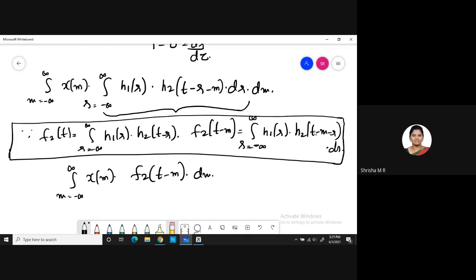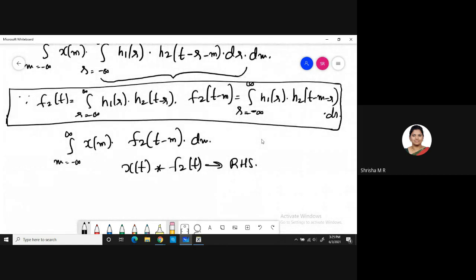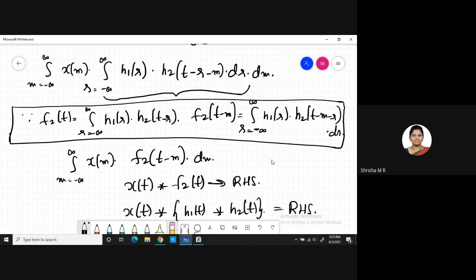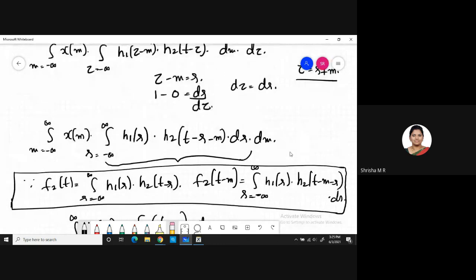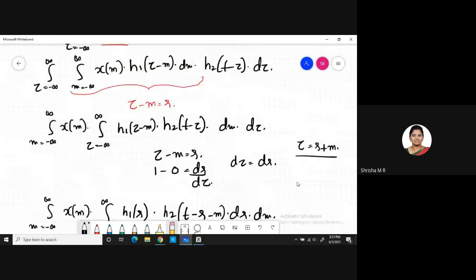So this is the equation for the convolution integral. So we can write it as x of t convolved with f2 of t. Okay, this is your RHS. So what is f2 of t? f2 of t is h1 of t convolved with h2 of t. So you get x of t convolved with h1 of t convolved with h2 of t. Got it, everyone? This is our RHS. Clear? Same as the convolution sum, just you have an integral here. Clear everyone?